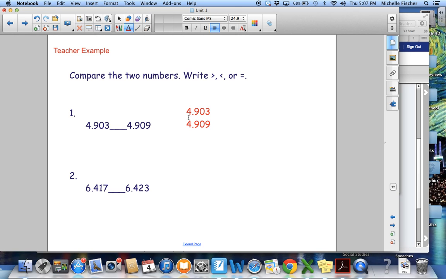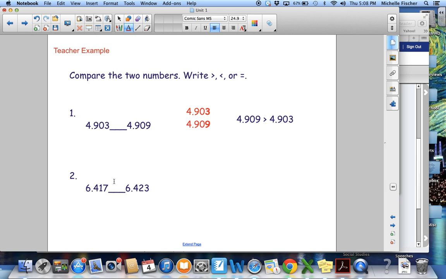So we start on our left, and we have 2 4s. Oh, got to go to the next one. In our tenths place, we have 2 9s. So we have to keep going. In our hundredths place, we have 2 zeros. So we have to keep going. But in our thousandths place, we have 2 different numbers. We have a 3 and a 9, which means that now we can compare. And we know that 9 is greater than 3, which means that 4 and 909 thousandths is greater than 4 and 903 thousandths. There we go.